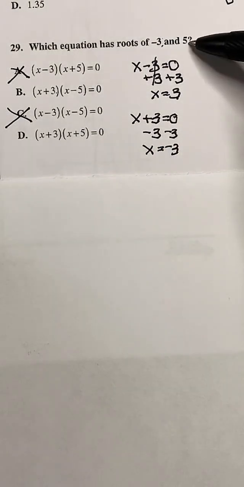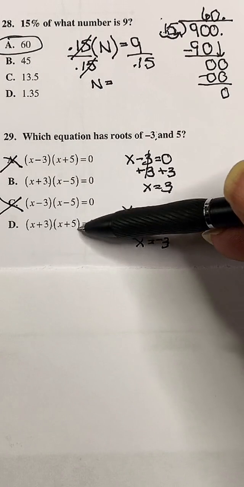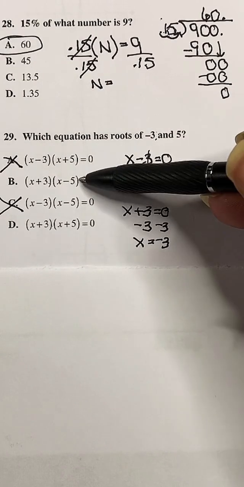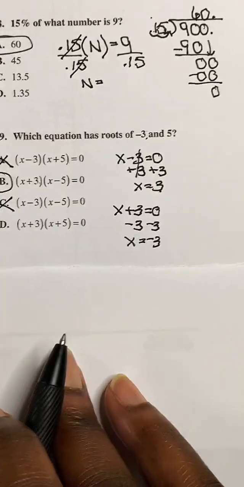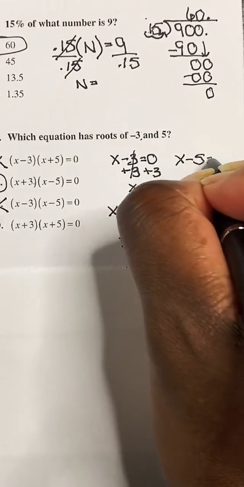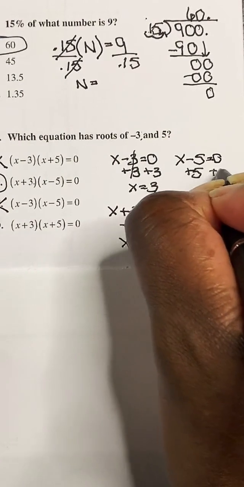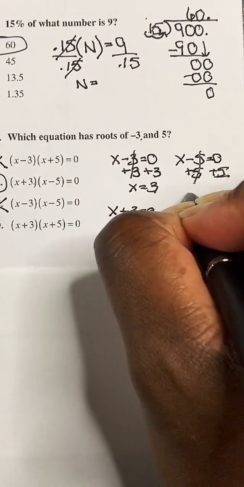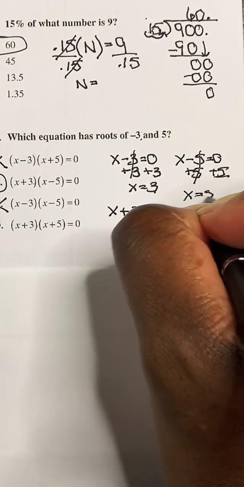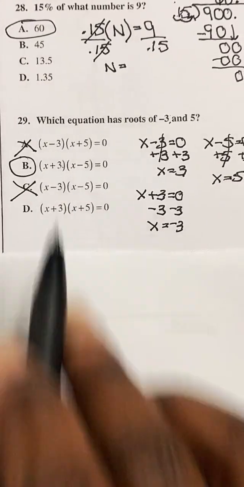So thinking the opposite, we have a positive 5. That means we need -5. And the only one that's giving me -5 is going to be B. Because if I said x minus 5 is equal to 0, that means I got to do the opposite. I got to add 5. So x is equal to 5. So the answer is going to be B.